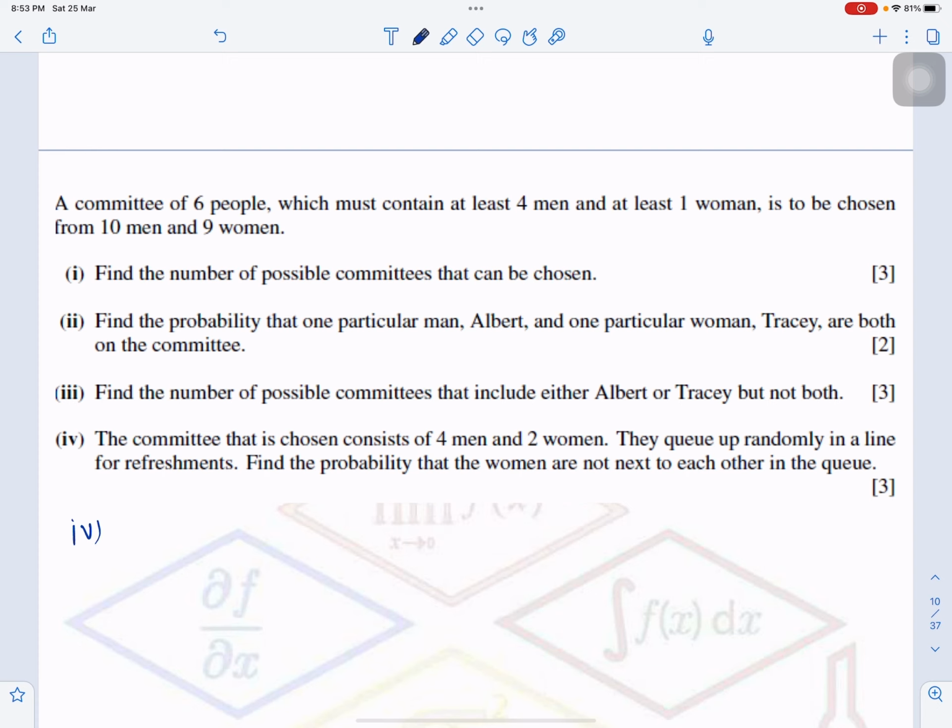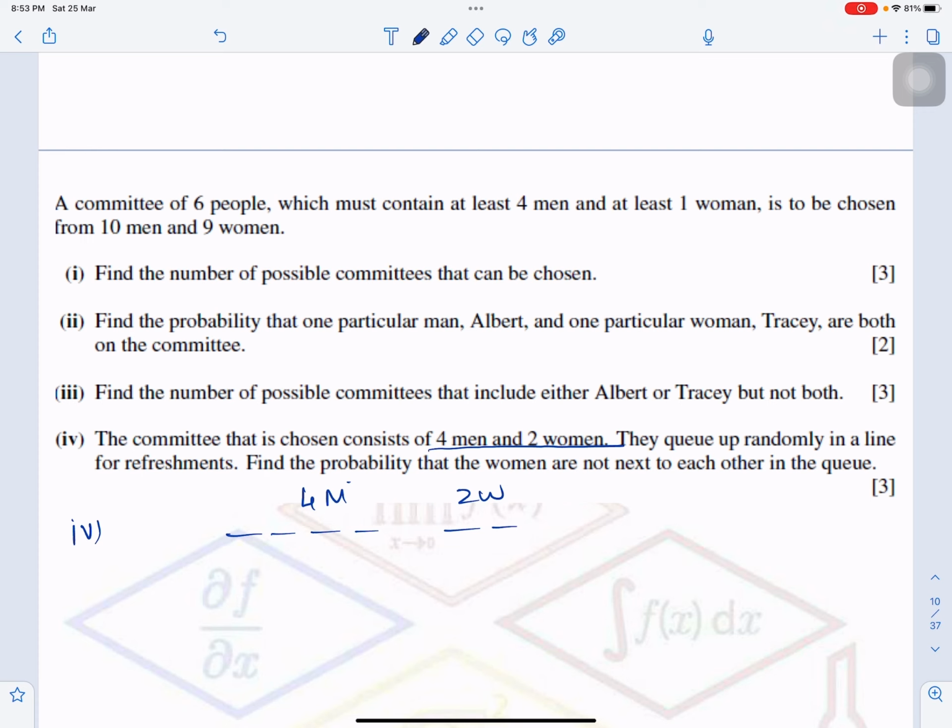Part 4. The committee that is chosen consists of 4 men and 2 women. They make a queue. So committee has been selected. 1, 2, 3, 4. So 4 men and there are 2 women. So committee has been selected and now they are making a queue randomly for refreshment. Find the probability that the women are not next to each other. Now we have to separate women.